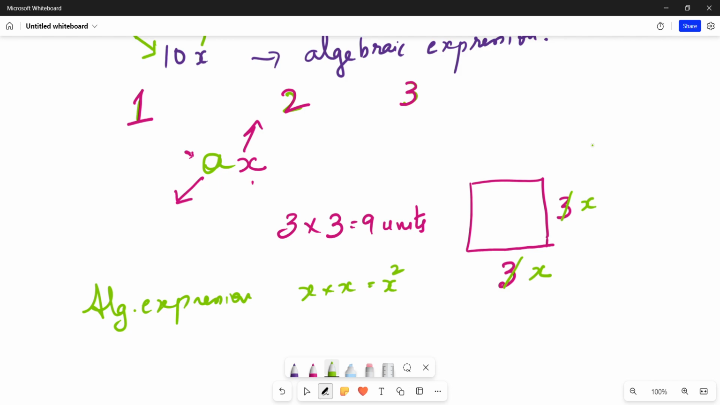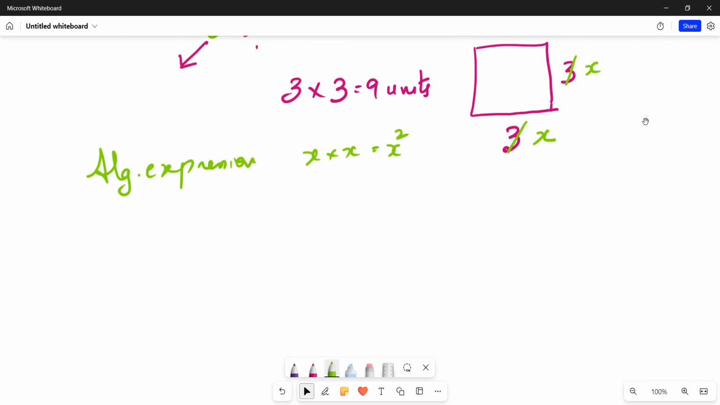So some more examples can be a rectangle. Here you have two variables, isn't it? In a rectangle, the length can also vary, the breadth can also vary. It depends on how big the rectangle is, length and the breadth. Now what is your area? It would be L multiplied by B, right? So this is an example of an algebraic expression.